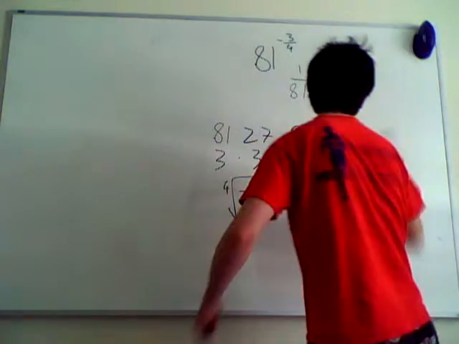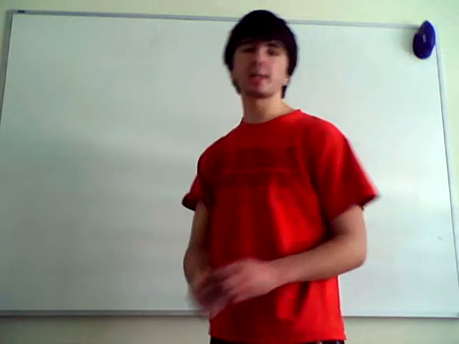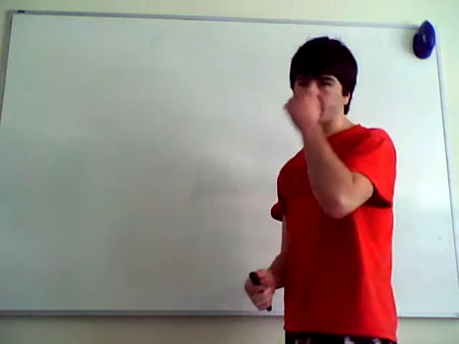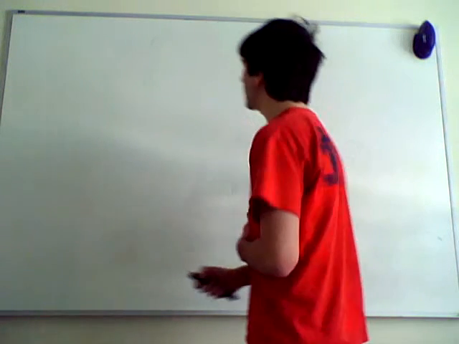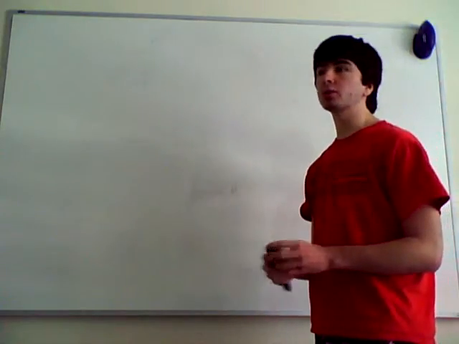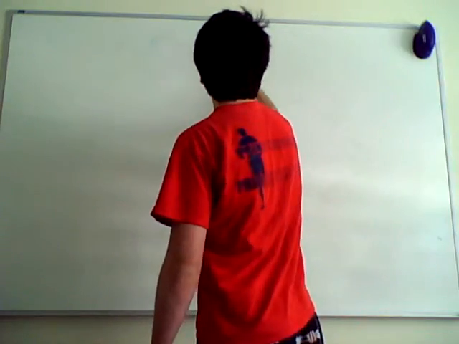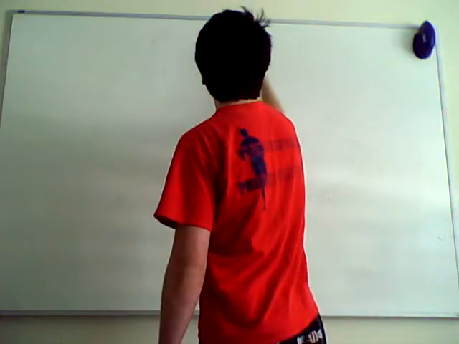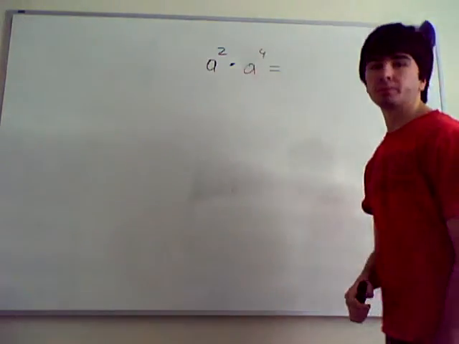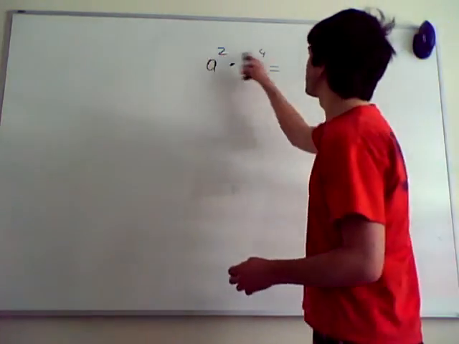Okay. Now I'm going to talk about the second thing, which is adding and multiplying rational exponents. So first of all, I'm going to talk about multiplying, okay? If you multiply exponents, let's say you have a to the 2 times a to the 4, and you want to know what that is equal to, what you do is you can add the exponents.